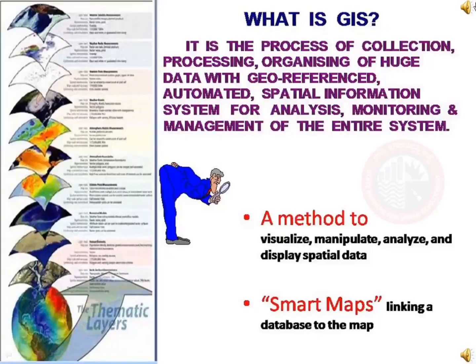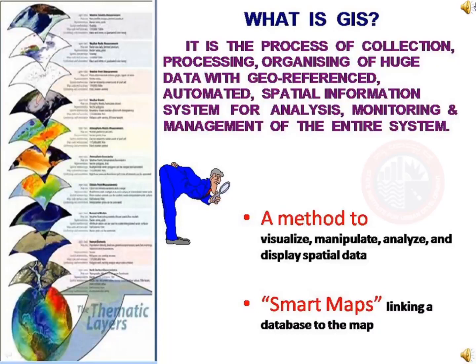In this session, it is going to cover application of GIS in various fields. We can start with definition of GIS. What do you mean by GIS? It is the process of collection, organizing the huge data with georeferenced automated spatial information system for analysis, monitoring and management of the whole system.